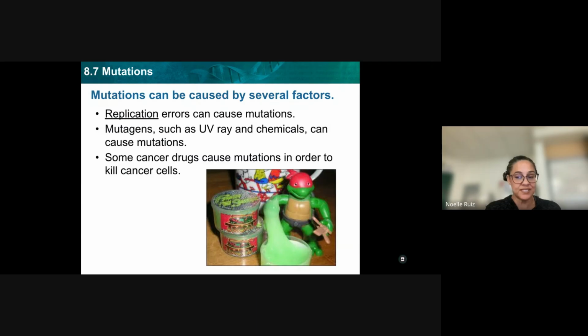Sometimes we use mutations to our benefit. Some cancer drugs will cause mutations in order to kill cancer cells. We talked once upon a time that cancer is a disease of the cell cycle. A gene gets mutated, and they don't read those stop signs anymore, and they just keep dividing and keep dividing. Well, we want to mutate that cancer cell so it stops dividing, so it dies. We figured out how to do that for certain types of cancer.